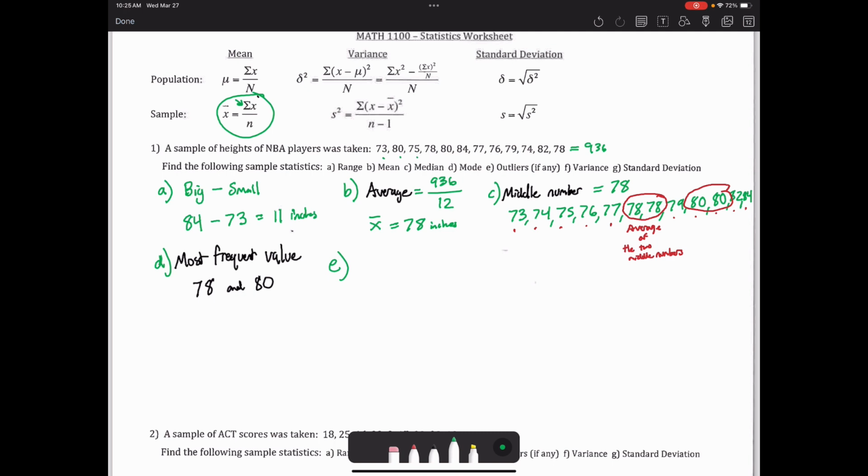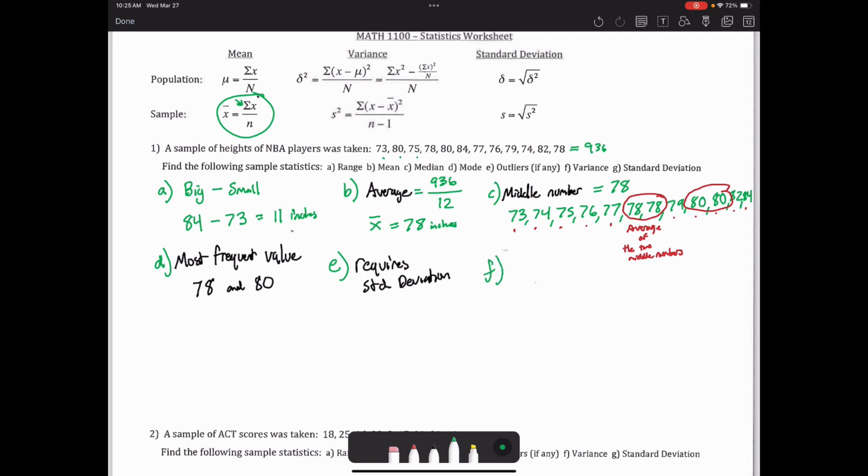So instead, in math, we've come up with an actual mathematical way to determine whether it's an outlier or not. But in order to do that, we actually need the standard deviation. So this requires my standard deviation, which we'll get to in part G. So let's pause on this one for now and keep going.